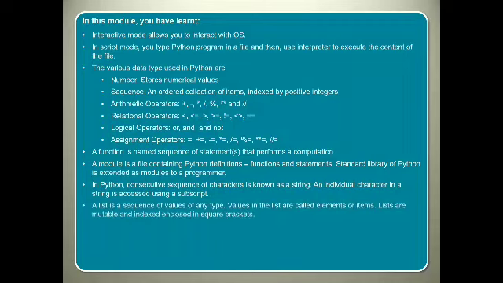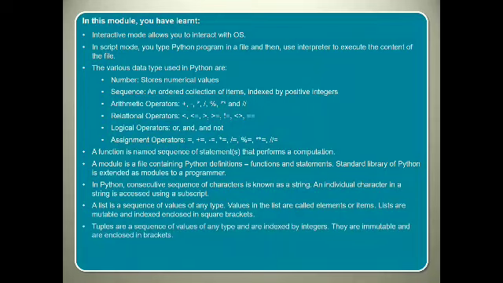A list is a sequence of values of any type. Values in the list are called elements or items. Lists are mutable and indexed, enclosed in square brackets. Tuples are a sequence of values of any type and are indexed by integers. They are immutable and in brackets.